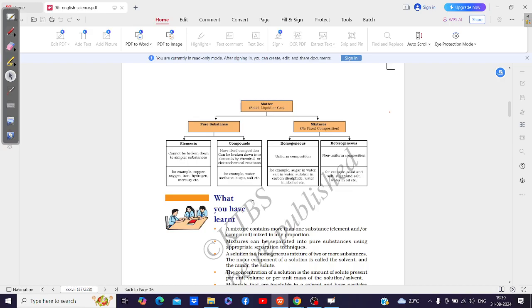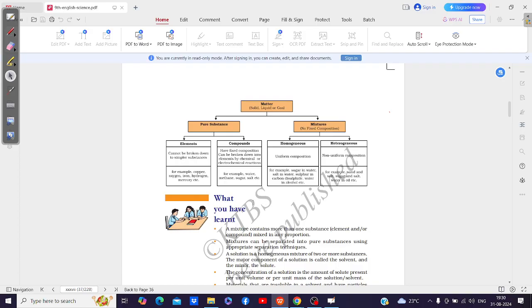Can we separate Na and Cl by using physical methods? Is it possible to separate NaCl by a physical method? No, sir. We can perform some chemical reactions to separate it. Also water consists of some materials, and we can't separate them by physical methods. That is what we can understand from compounds and elements.